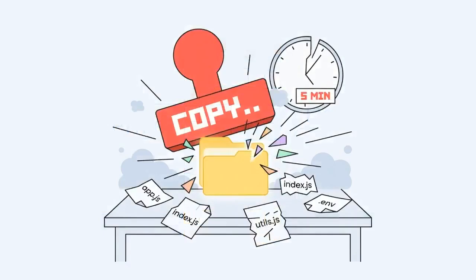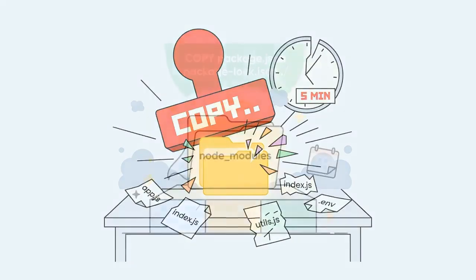Here is the villain. COPY . . then RUN npm ci. The first COPY grabs your entire source tree, every .js file, every config, every lock file, and bakes it into a single layer. Edit one line of source code, and that layer's hash changes. Because npm ci sits above it, the dependency install gets nuked too. Now meet the hero.